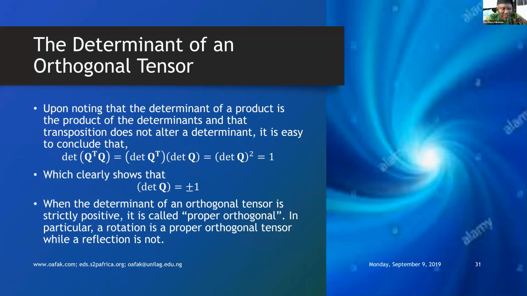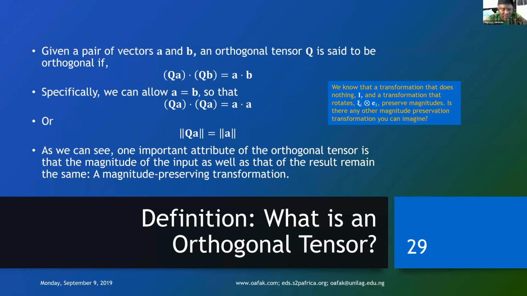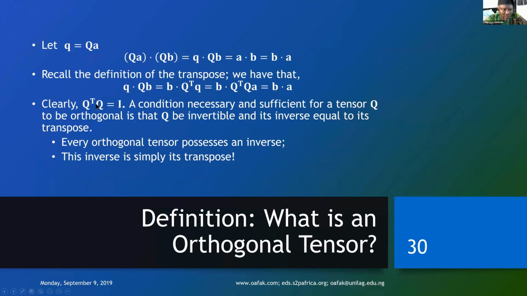The determinant of an orthogonal tensor. On this page we can show that the determinant of an orthogonal tensor is either plus or minus 1. The determinant can be plus 1 and it can be minus 1. Upon noting that the determinant of a product is the product of determinants, we saw it before, if Q^T Q is equal to the identity tensor, then the determinant of Q^T Q is equal to 1 because the determinant of identity is 1. We are starting from this expression here: Q^T Q is equal to I.